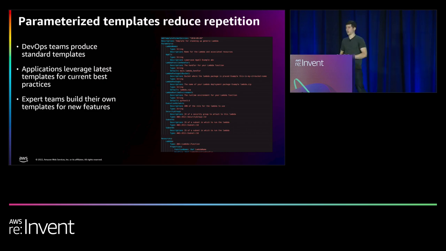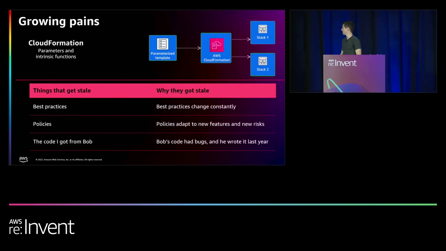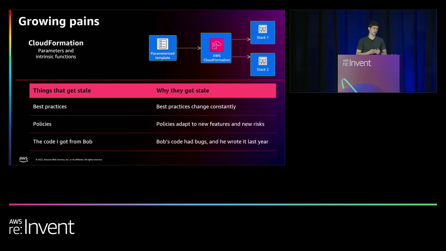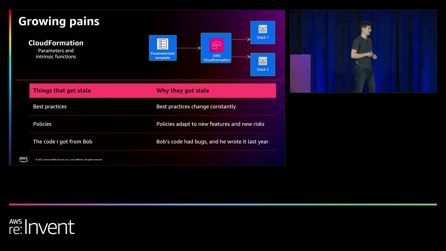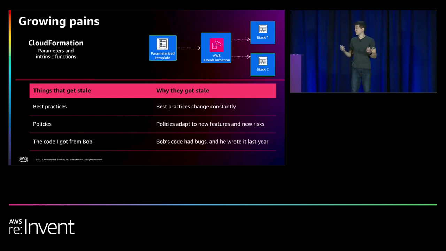But what if I don't have a parameter in there? What if I don't have a feature, right? And there are other problems with this. One of the growing pains of CloudFormation is that things basically get stale. You write your CloudFormation, and there's not really a super great way to version it. You don't have encapsulation. It's hard to do parameterized default behaviors, and stuff gets stale.